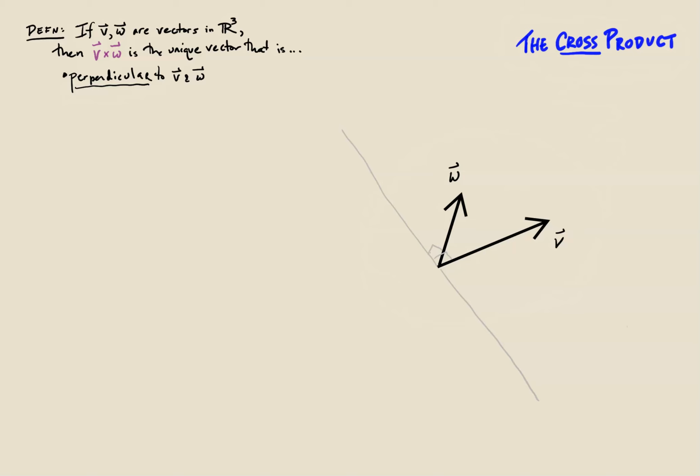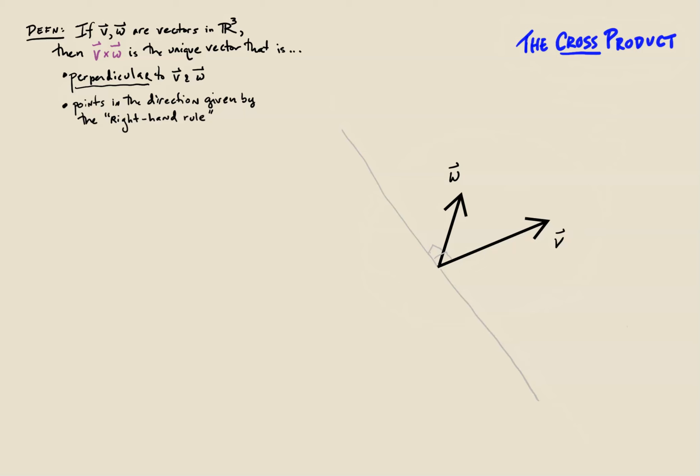Now that constrains the possibilities somewhat, but not enough to specify V cross W uniquely. For example, it doesn't tell us whether V cross W lies in this direction or whether it lies in this direction. And once we know the direction, it doesn't tell us how long V cross W is either. That's where the next two conditions will come in.